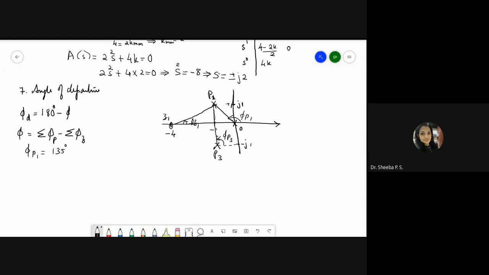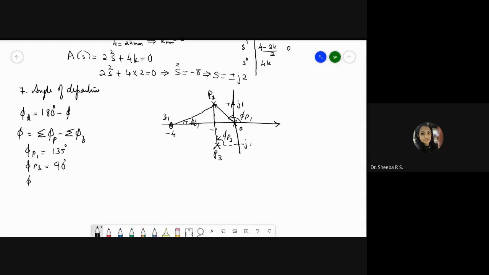And phi P3 is again 90 degrees, because from the horizontal, P3 is making 90 degrees with P2. Then is any pole left? No, there is no pole left. We have found all the angles made by the poles to that particular pole where we need to find the angle of departure. Now, what angle does the zero make with this pole? That we have to find.